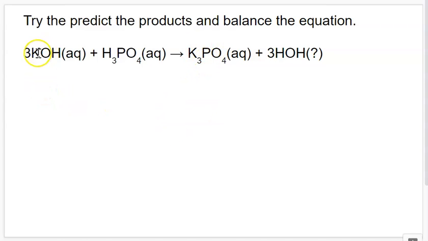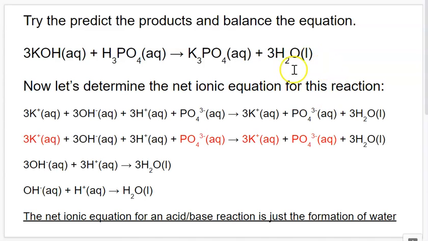So potassium has a +1 charge, phosphate has a 3- charge, so we're going to need 3 potassiums for every 1 phosphate. And then we're going to form 3 HOHs because we needed 3 potassium hydroxides to get enough potassiums to combine with the phosphate, and there were 3 hydrogens on the phosphoric acid, so we needed 3 hydroxides to neutralize all of those. So we ended up with 3 HOHs, which is going to be liquid, and we're going to change it to H2O at the end. So we have a more clear idea that this is water at the end.